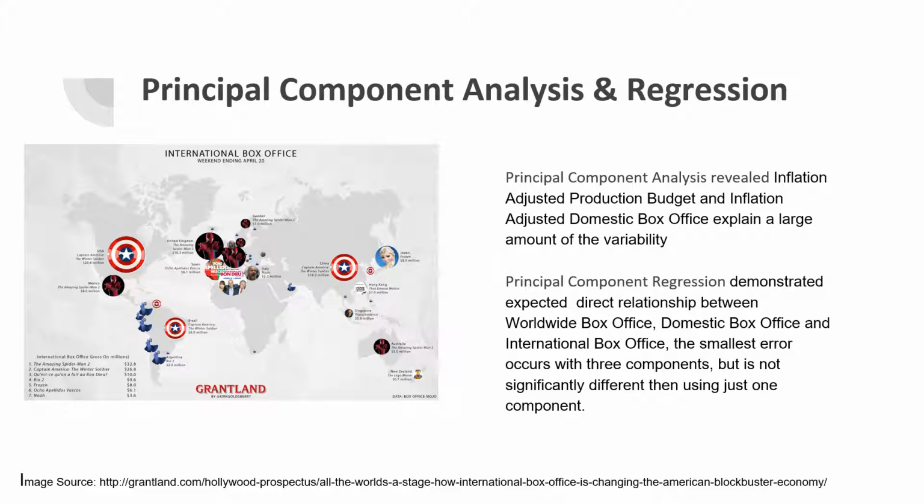As expected, the smallest error occurs with three components, but three components are not significantly different than using just one. Unfortunately, the PCR analysis is ultimately inconclusive here, as the principal components are not totally independent, worldwide box office being the sum of domestic box office and international box office.